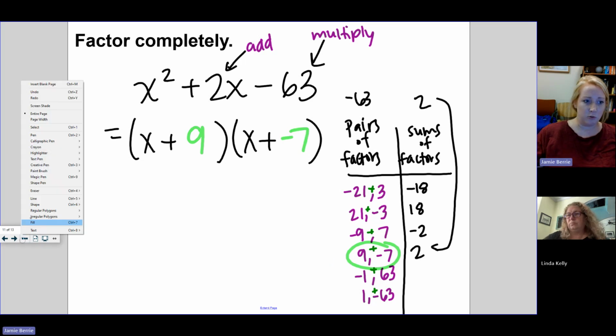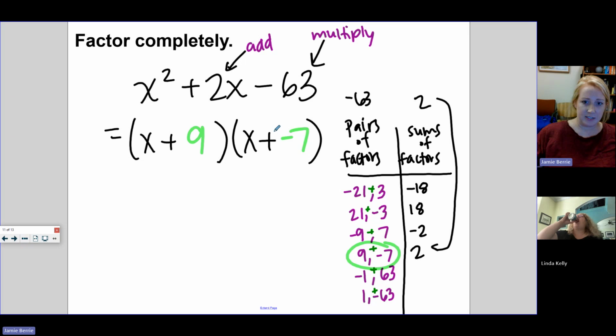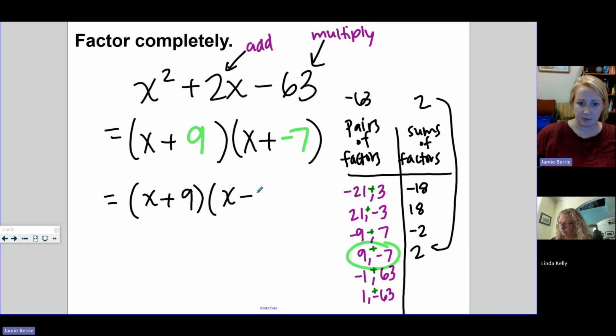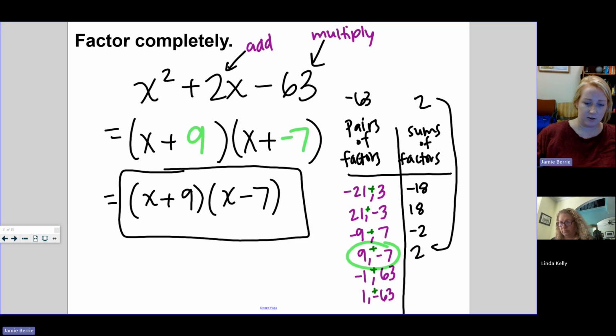And then the only thing I do want you to do here is anytime you have a plus and negative, I want you to simplify that. So that becomes x plus 9. That stayed the same. Plus a negative is the same thing as a minus. So just change that to minus. You're done. Now you can multiply it back out if you want to check your answer. So that's the good thing about these, is that even though they are tough, you can check your answer.